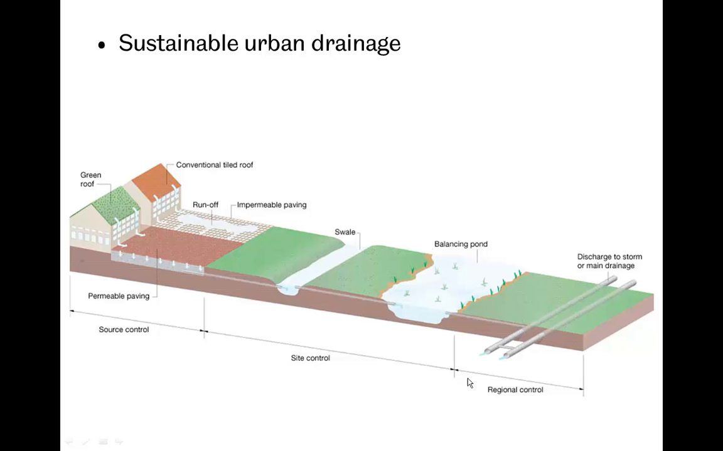Okay, then on a regional control level is storm or main drainage. Now, in some cities of the world, you have very, very large storm drains, which are designed to handle the huge flow of rain in a kind of storm event. We don't have those in the UK. We just have a normal drainage system. And the intention in the UK and in most of Europe, in Northern Europe anyway, is that through these measures, you've reduced the flow into your drains.